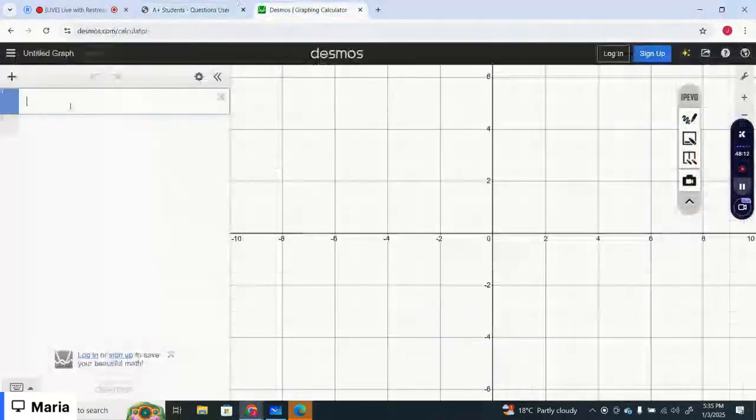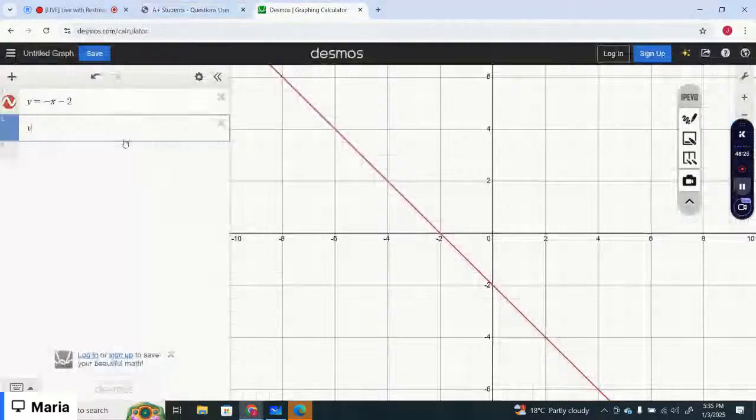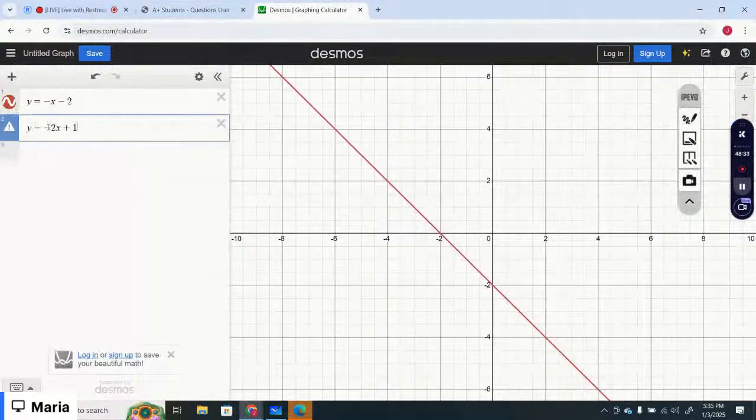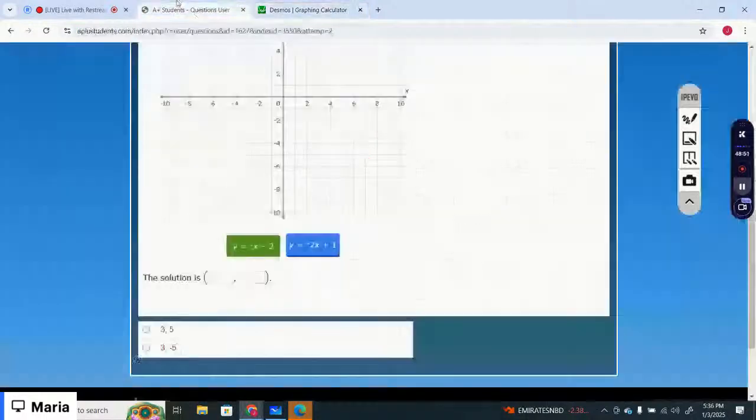Y equals -x minus 2. You can use graph paper and make proper lines, right? And the second equation is y equals -2x plus 1. That is 3 and -5, right? The correct option is 3 and -5. I was plotting the points wrong actually, that is 0.5 and 0, and 0 and 1. Sorry. So the solution is 3 and -5. Option number 2 is the correct option.